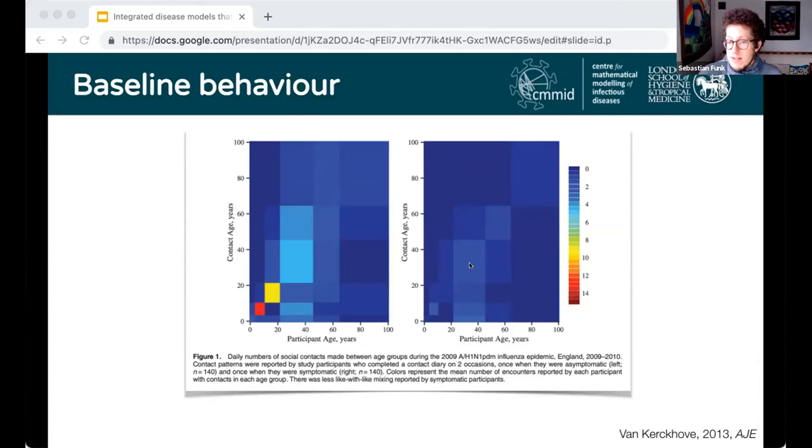We often observe behavior in the absence of disease. One example of a baseline behavior is what people do when they're ill. If we measure contacts in healthy people, that might not tell us much about relevant contacts in those that are infected and infectious. This is one example from 2013 from the 2009 H1N1 pandemic in the UK, where in another study, contacts were monitored at several time points, including in those currently showing symptoms and those that weren't.